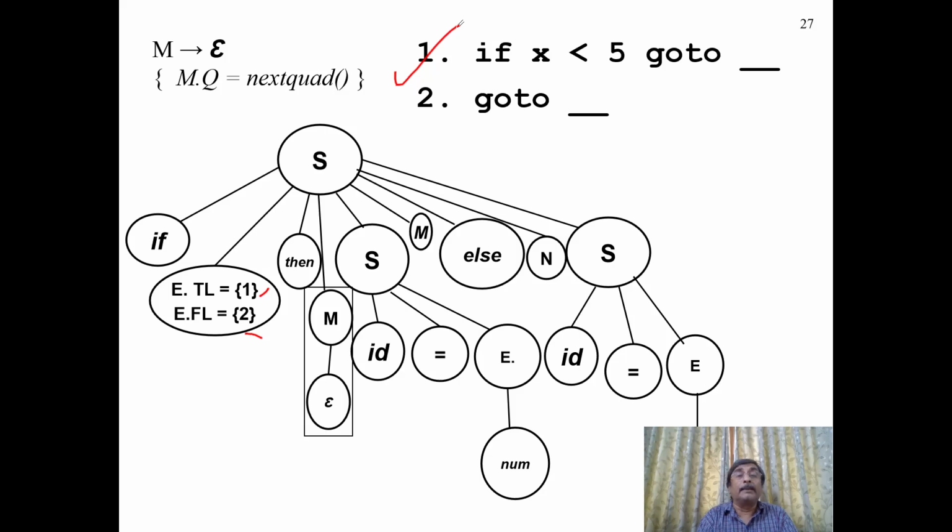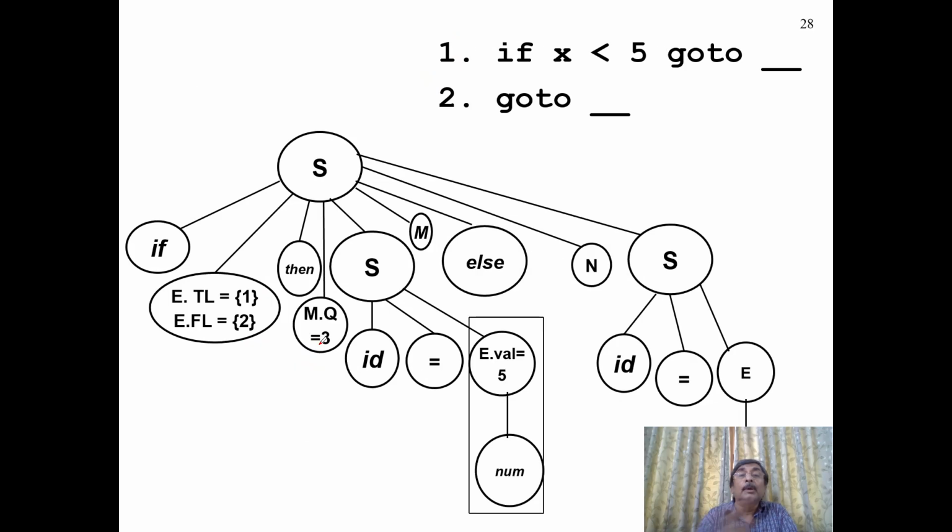And then I come to the reduction of M produces epsilon, where m dot q is set to the next word. What is the next word? Next word is 3. So I remember the next word and I go to the next reduction, which is this one.